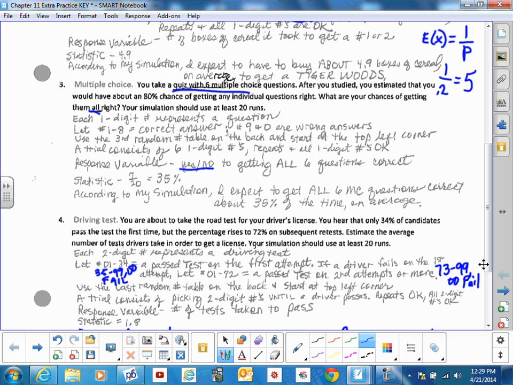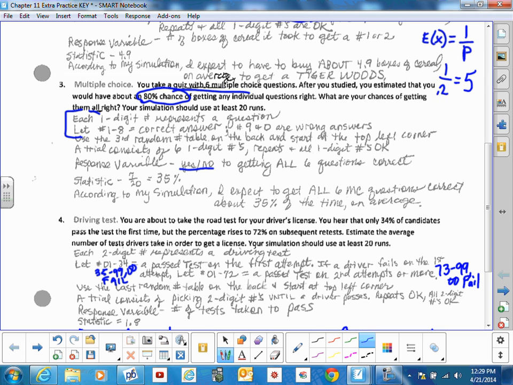And then this 80% chance of getting them all right plays into your rule: let each digit represent a question. And your 1 through 8 gives an 80% chance of getting it correct. Numbers 9 and 0 were wrong.